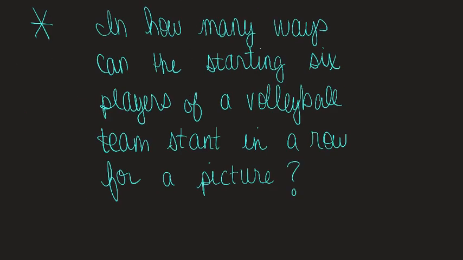All right, I'm going to ask you a question, and the way that this program works is it's going to pause and pop up for a spot for you to type in your answer. So, in how many ways can the starting 6 players of a volleyball team stand in a row for a picture? So see if you can think about how I've done the last 2 examples and type in your answer.